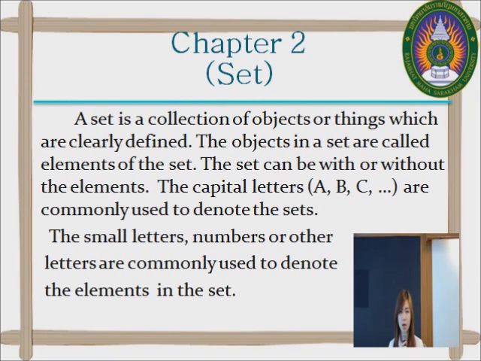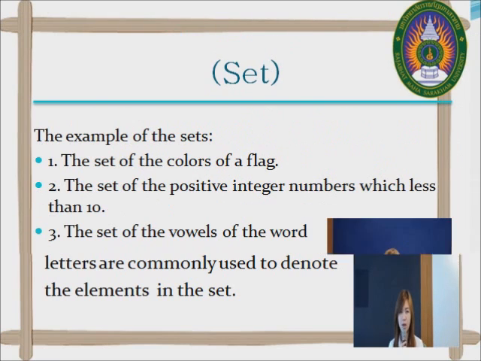Chapter 2. Sets. A set is a collection of objects or things which are clearly defined. The objects in a set are called elements of the set. The set can be with or without elements. The capital letters A, B, C are commonly used to denote sets. The small letters are commonly used to denote the elements in the set.